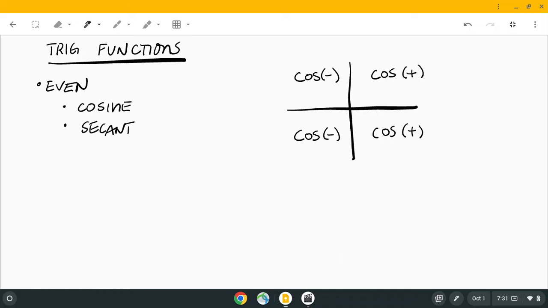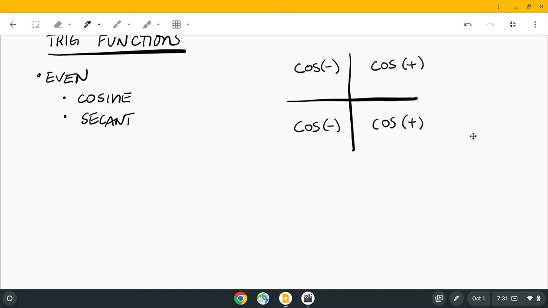Let's see. When we look at the cosine graph, we know that it looks like this.